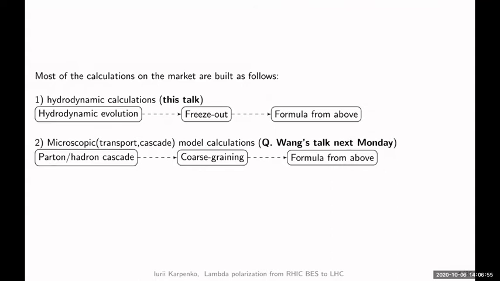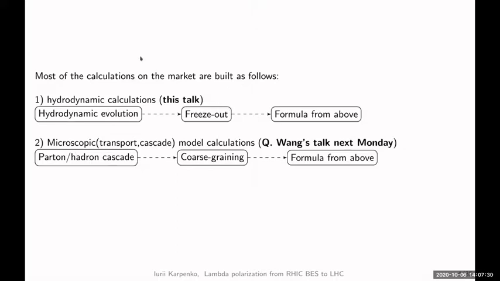Then essentially, looking around the market of these existing calculations, there are two ways to do it. The first way is to have a hydrodynamic evolution. And at the hypersurface of freeze out, one can apply the formula from the slide above and this way calculate the polarization. That's practically how it's done in all of the hydrodynamic models on the market.